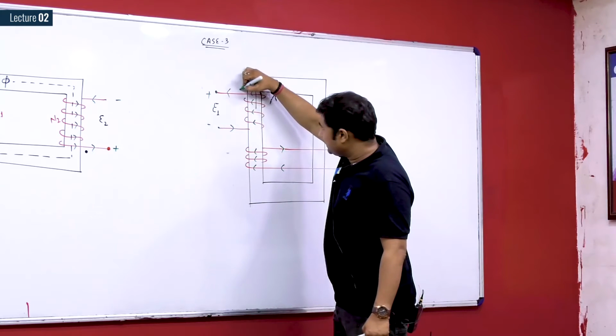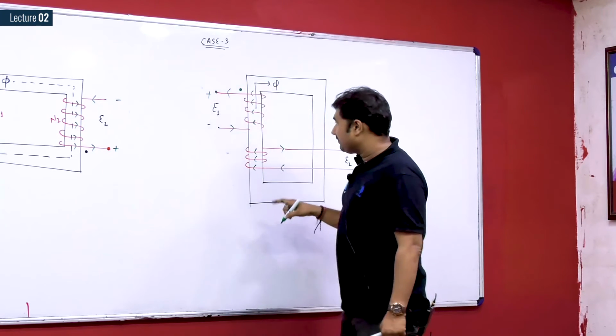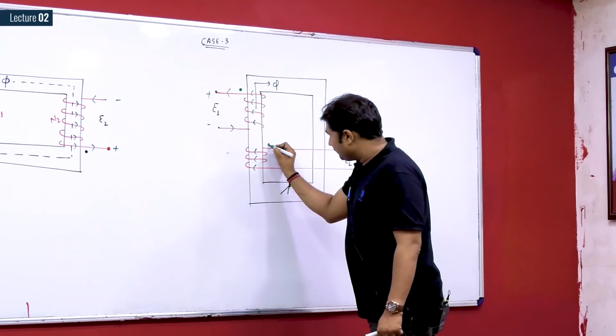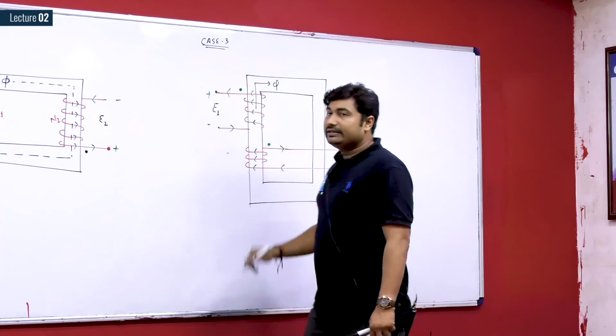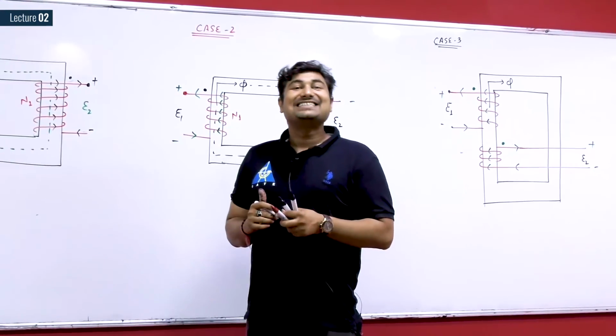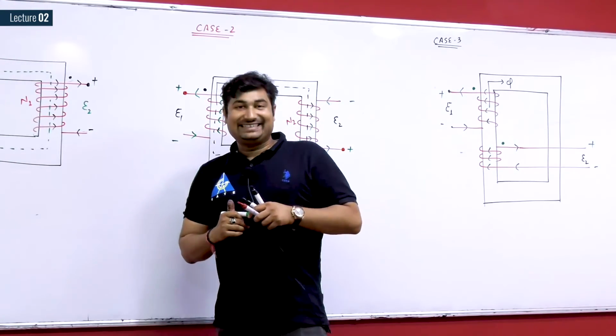So if I represent a dot here, then where we have to represent the dot in the other winding? We must represent the dot here in the other winding. So dots are just representing the polarities.